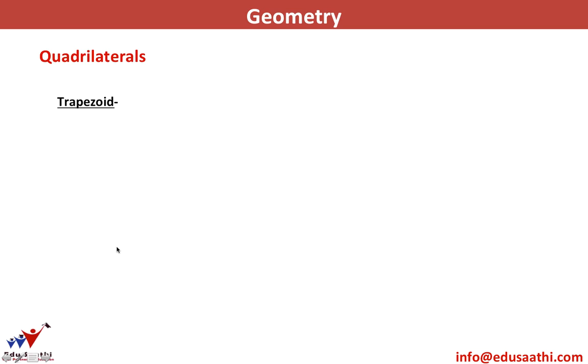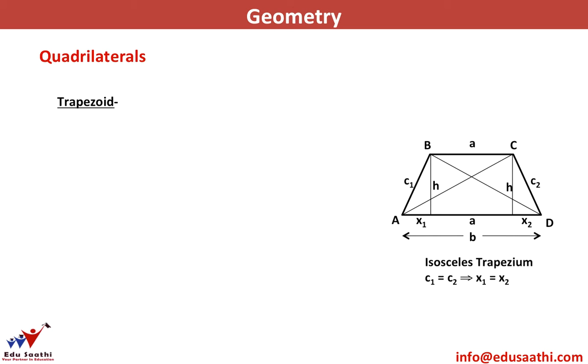Let's move on to the next type, which is a trapezoid. A quadrilateral in which two opposite sides are parallel is known as a trapezoid. So this is what it looks like. Only a pair of opposite sides is parallel. The other pair, which is AB and CD, is not parallel. Neither are AD and BC equal. It's only about parallel, it's not about being equal.